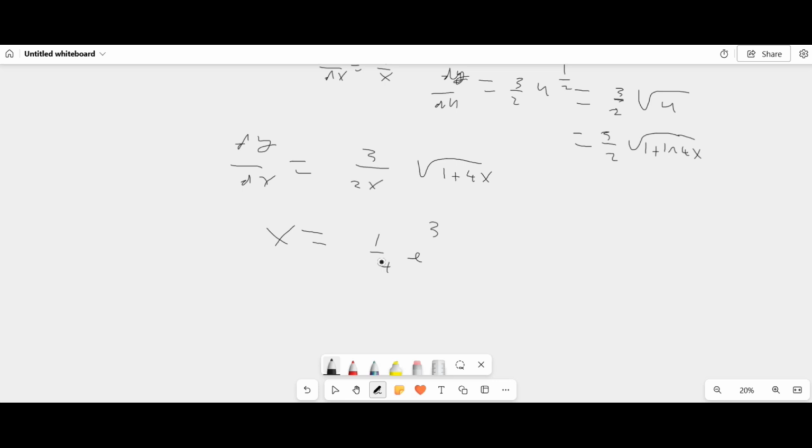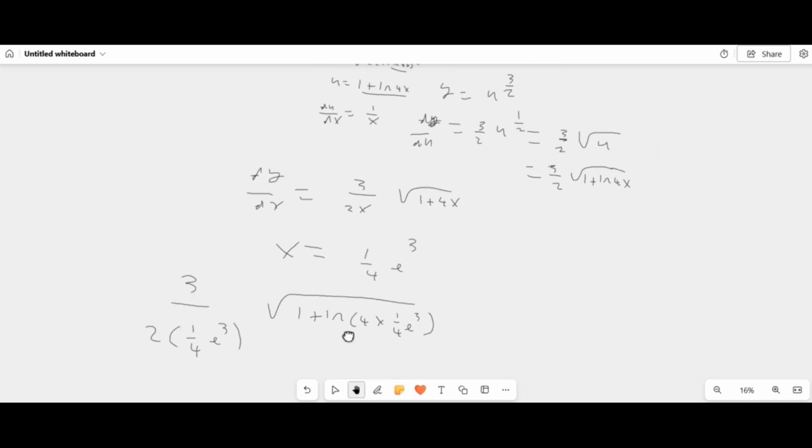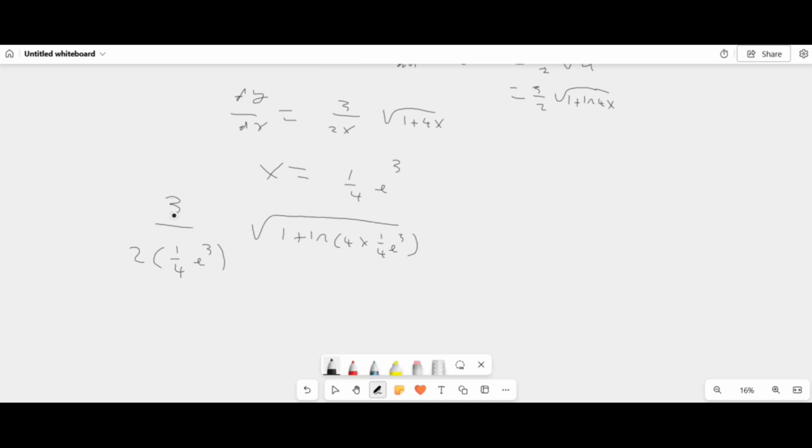Alright, safe. So this is easy now. Just put that into here. So 3 over 2 open bracket 1 over 4 e to the power of 3. Yeah, and then square root 1 plus ln 4 times 1 over 4 e to the power of 3, yeah. And obviously, yeah, you can clock straight away that that's going to be 3 over 2.